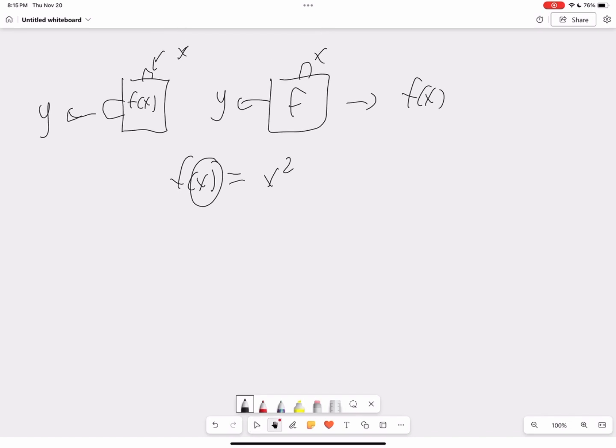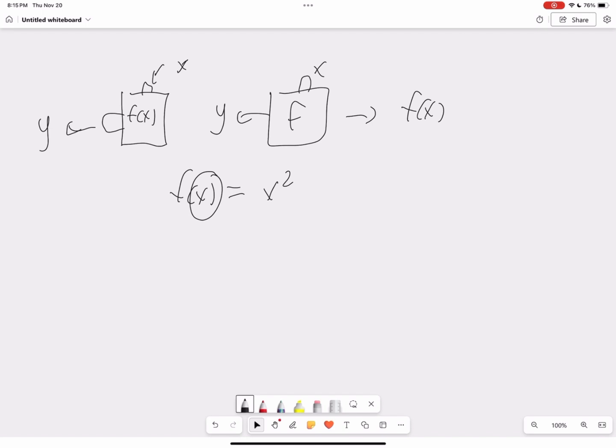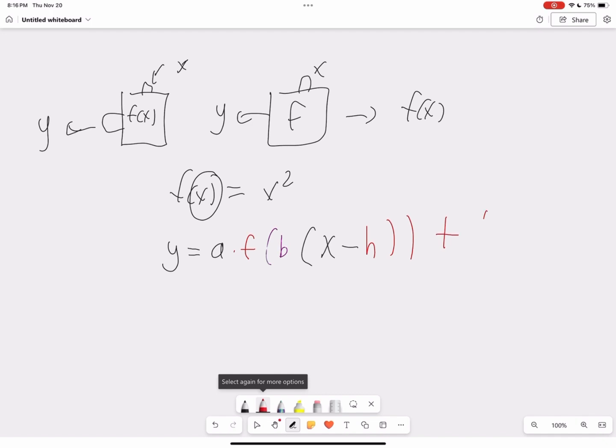So how can you relate this back to transformations? You know what transformations are. They transform the function, transform the graph, because the graph shows what the function looks like. So this is what a function looks like, the transformation, the equation. So it's y equals a times f times b times x minus h plus k. Okay. What do all of these variables mean? These are transformations we can apply.